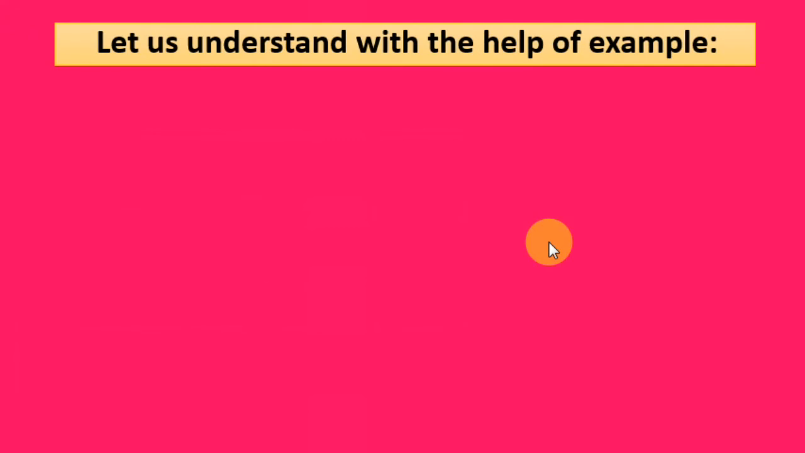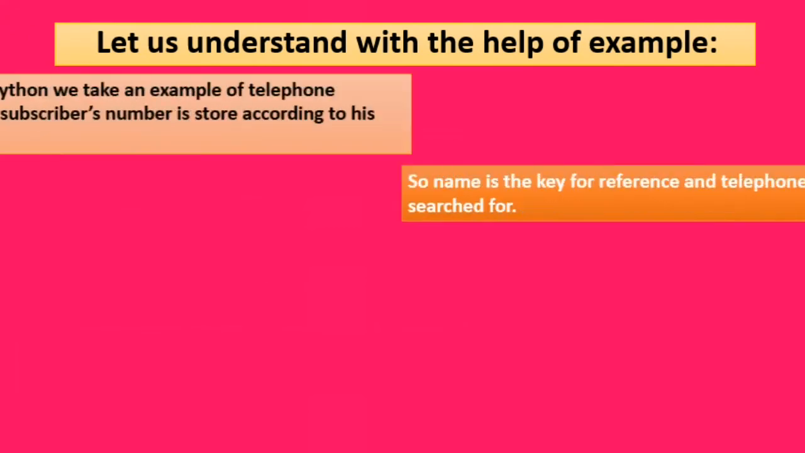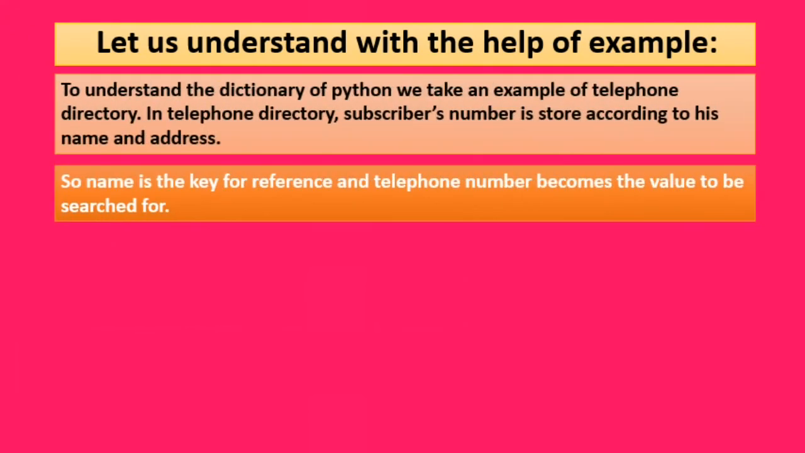Now the thing is how we declare a dictionary. So to understand, we'll take an example. You should know that one telephone directory. If you need to know any number, it can be stored according to the name and address. So the name and address are going to be the keys. Name is the key for reference and telephone number becomes a value to be searched. Means through that name you will get that phone number. How is it going to be done?